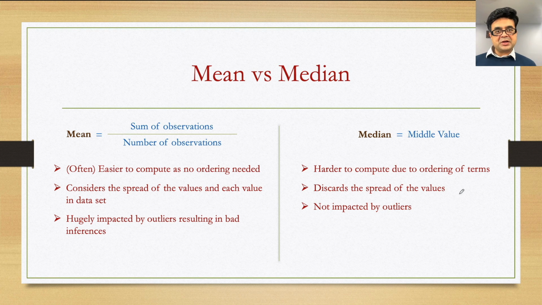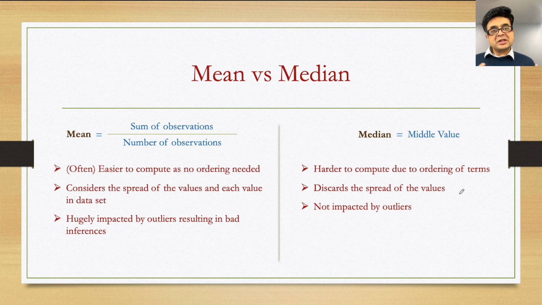A couple of observations to understand the difference between mean and median. Mean is often easier to compute because we don't need to order, right? The bigger the series, the more difficult it will be for you to order. For the mean, you just sum the numbers up no matter what order they are given. It considers the spread of the values, and to calculate the mean, each value in the data set is required, not with the median, because the median requires either none of the values in the set because it is the middle value, or in case of an even number of items in the set, the median requires just the two middle values and their average to calculate the median.